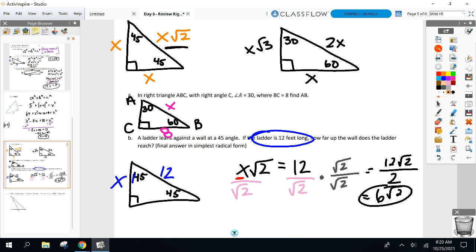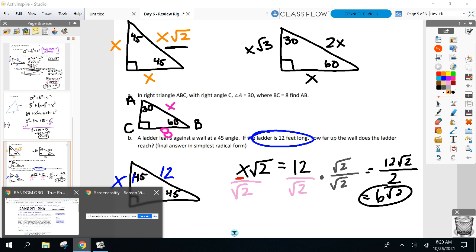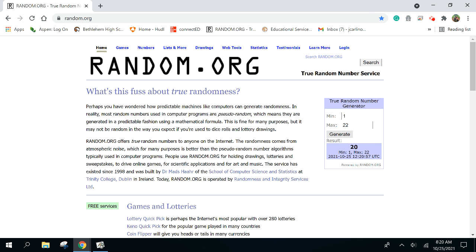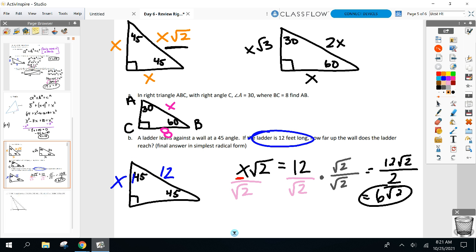AB. Where's AB across from? AB is across from... Sarah? What's that? AB. What angle is AB across from? The one I'm looking for. Angle C, which is my right angle.